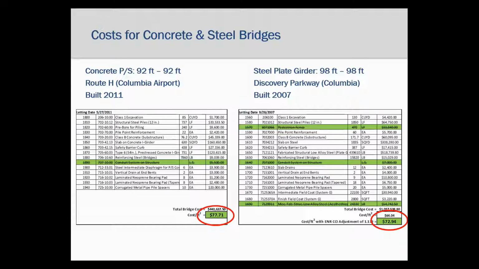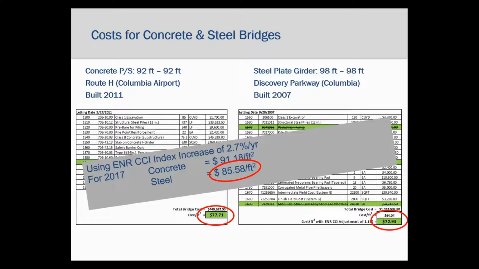Now, both had non-bridge items such as a conduit system, a pedestrian fence, and an architectural facade, and these costs were removed, shown here in green, from the total cost since they are not structural. We see that the concrete bridge came out to $77.71 per square foot, and the steel bridge cost $72.94. However, there was a 5-year difference in when these 2 bridges were built, with the concrete bridge being built in 2011 and the steel bridge built in 2007.